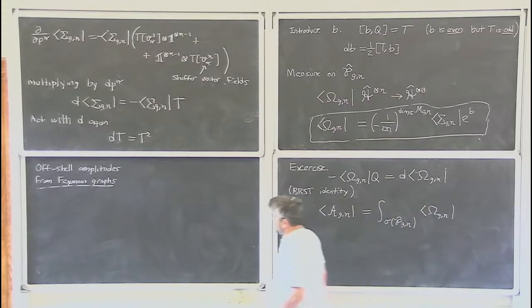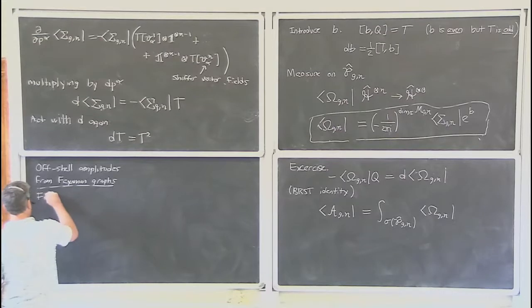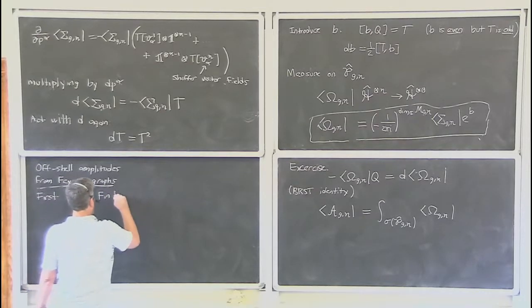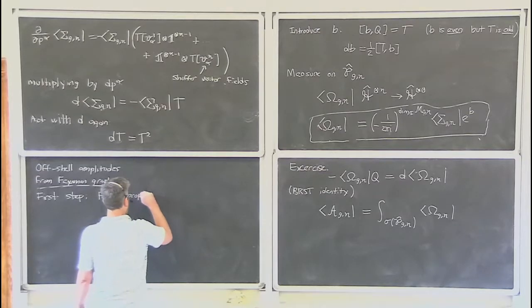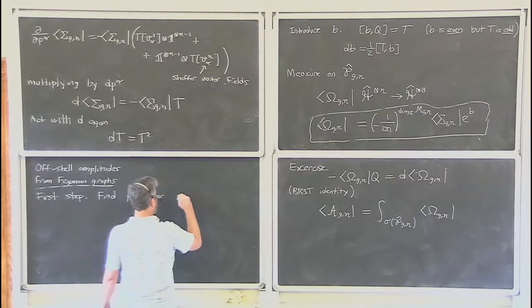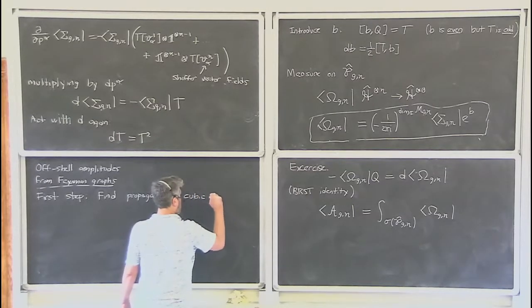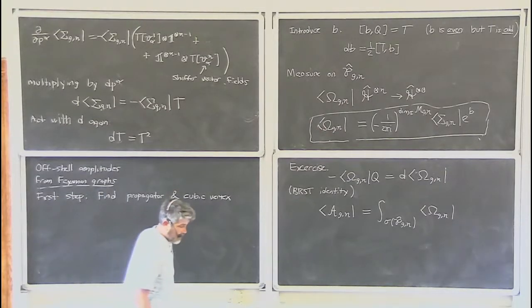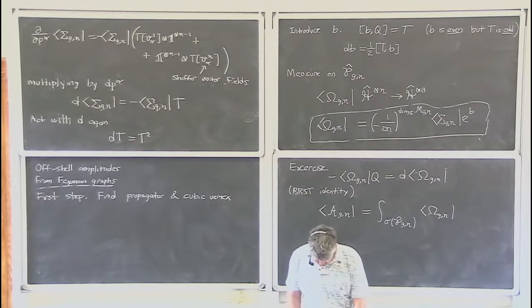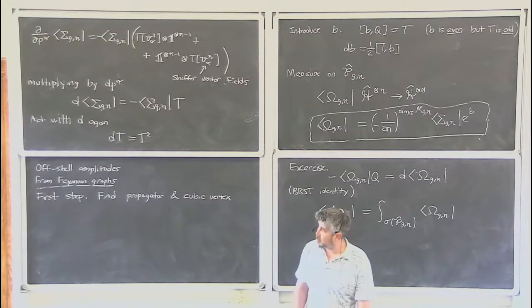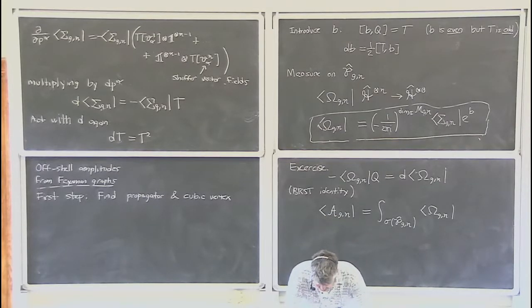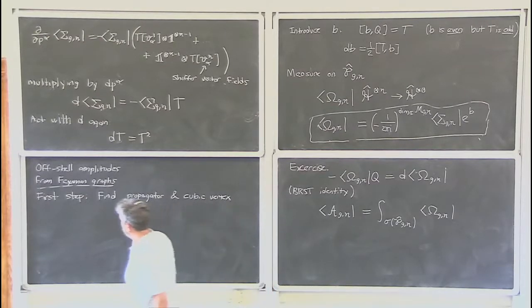And then we will use these Feynman diagrams to infer the form of the action that they derive from. So the first step is to find a propagator and cubic vertex. Then by gluing these things, we will generate some off-shell amplitudes, and then we can use this to infer the form of the action. So let's start with the propagator.